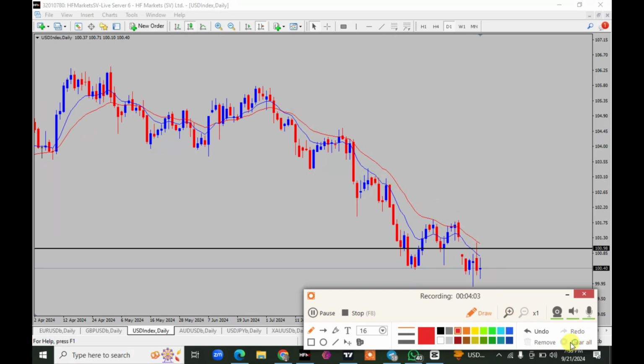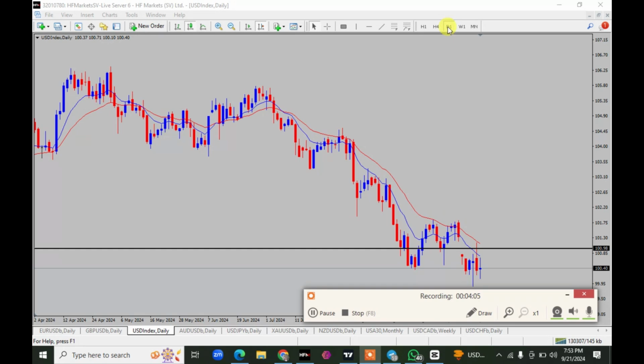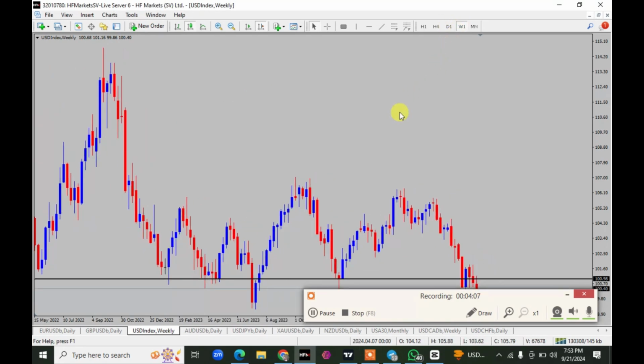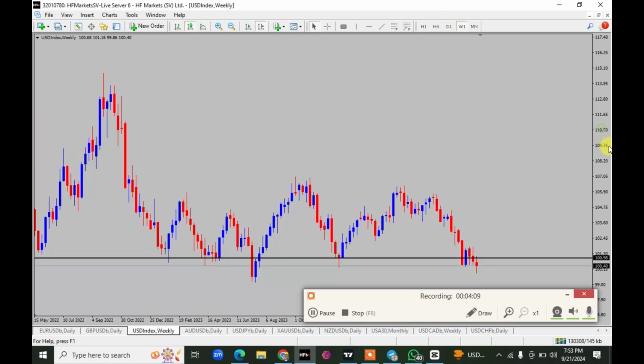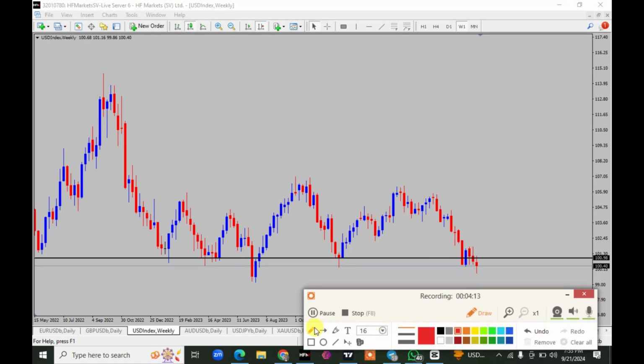So let's look at the weekly chart of the dollar index. On my weekly chart of the dollar index, you can see that the dollar index is still currently sideways, but we have our inner structure for bearish. So the major trend of the dollar index is sideways.